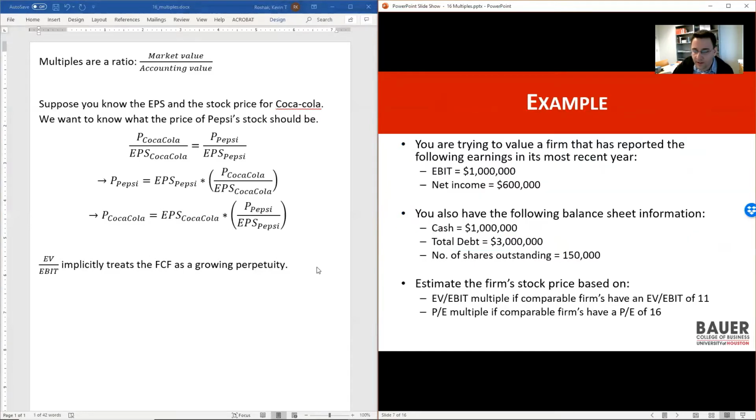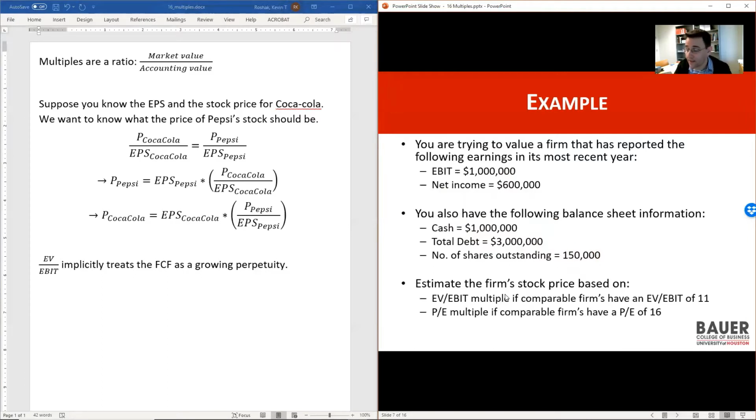Okay. All right, so let's take all of this information and make sure we can do some calculations. We're going to value this company using two different multiples. We're trying to value a firm that has the following accounting information: an EBIT of $1 million and a net income of $600,000. We also have balance sheet information. We know how much cash they have: $1 million in cash, $3 million in debt, and 150,000 shares outstanding.